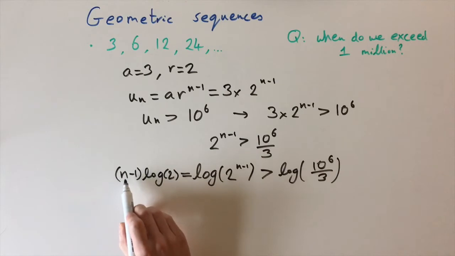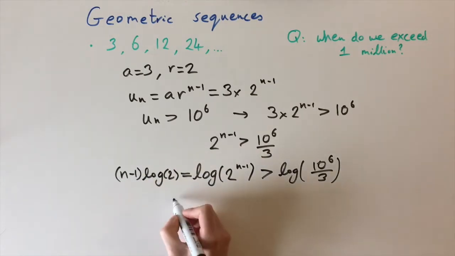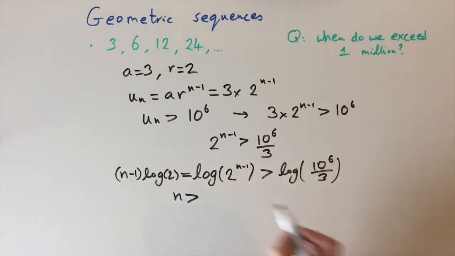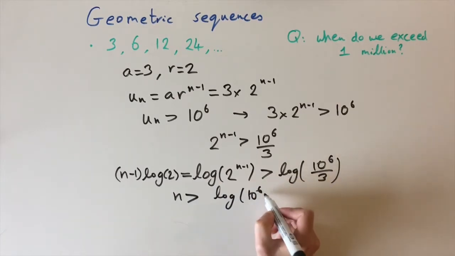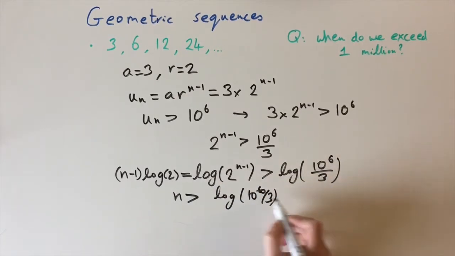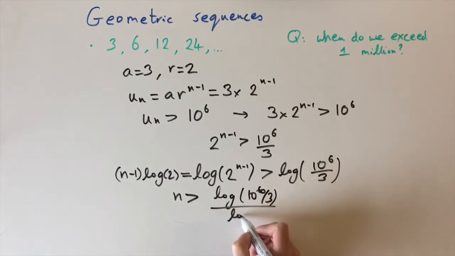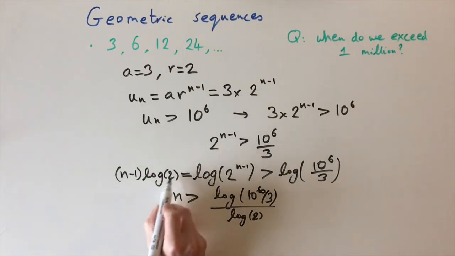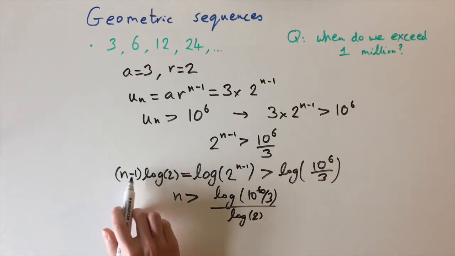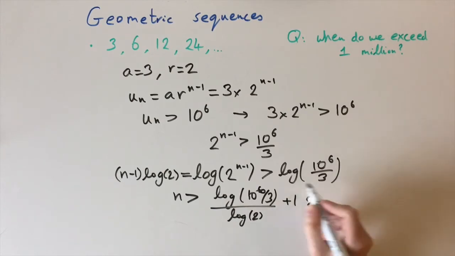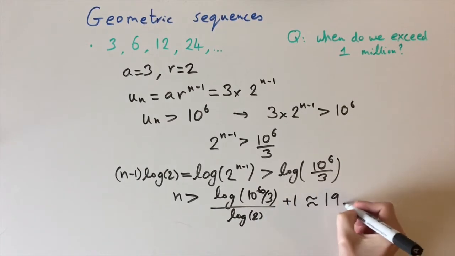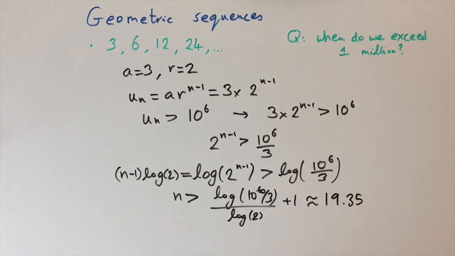This is positive, and then just add 1 onto both sides, and we get n is greater than log of 10 to the power of 6 divided by 3, and then this is divided by log 2. And we've also got a minus 1 here, so I just need to add 1 here. This is a bit messy, but if you plug this into a calculator, this comes out as about 19.35. So what does this tell us?